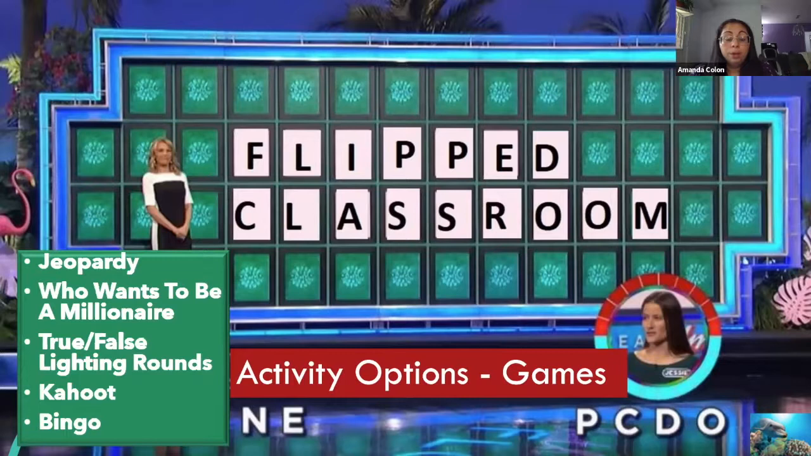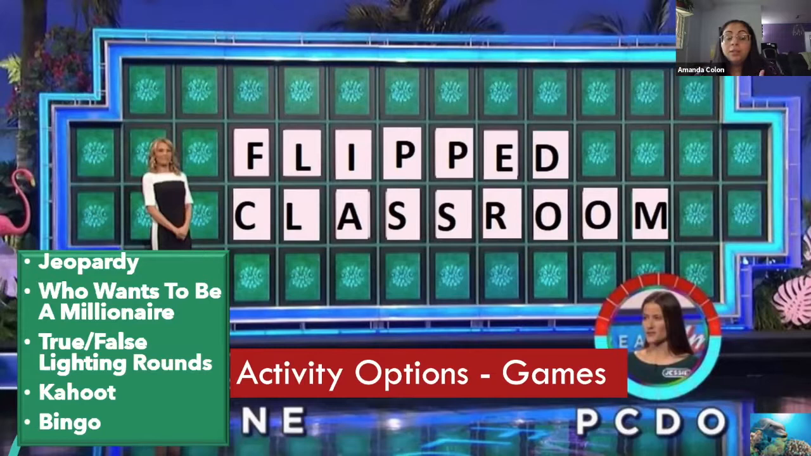There are games like Jeopardy, which I know many people might have used in the past, but Who Wants to Be a Millionaire can be a fun one. True false lightning rounds can be really fun because, for some reason, my students get excited when they hear lightning round, where there's a time element, or they're facing off against each other. In class, you can separate them into teams for some of these, or you can keep them as individual competitions depending on the class size.